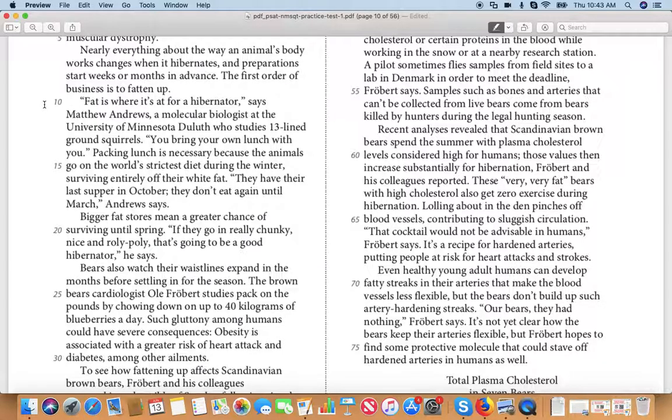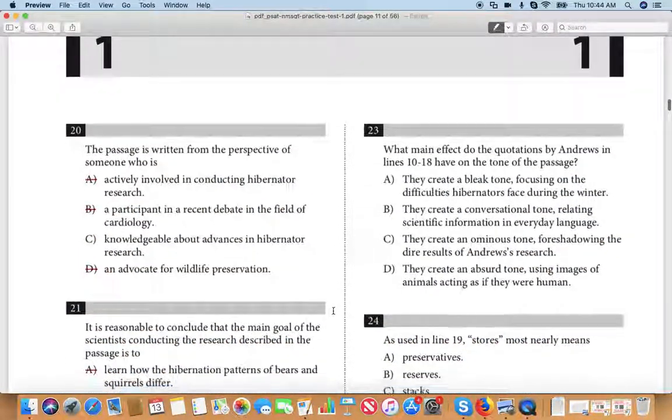Yes. That is where it's at for the hibernator, says Matthew Andrews, a molecular biologist at the University of Minnesota who has studied 13-lined ground squirrels. You bring your own lunch with you. Packing lunch is necessary because the animals go on the world's strictest diet during winter, surviving entirely off their white fat. They have their last supper in October. They don't eat again until March, Andrews says. Okay, great. All right, so let's answer the question now.